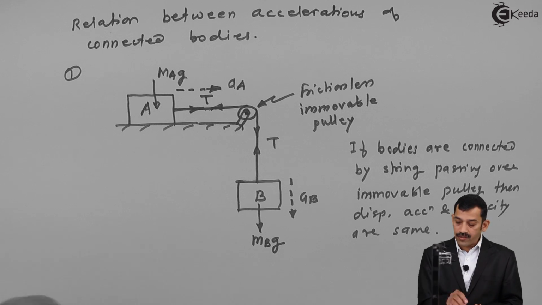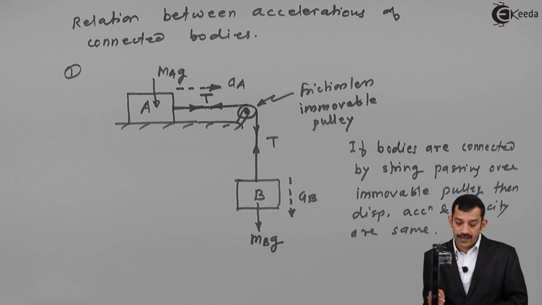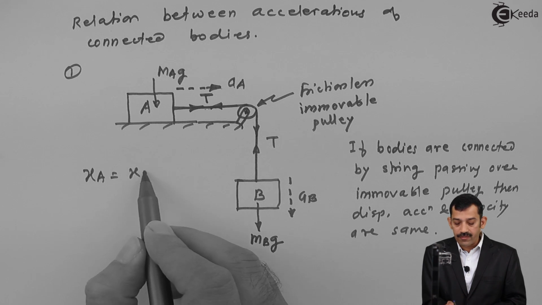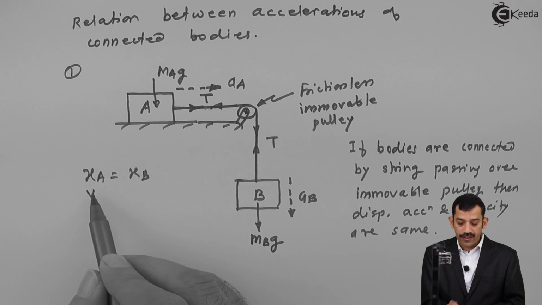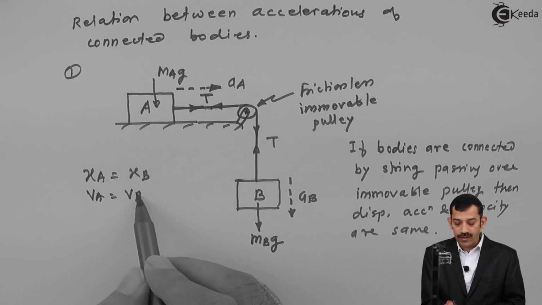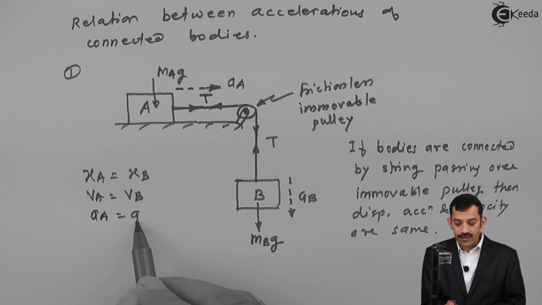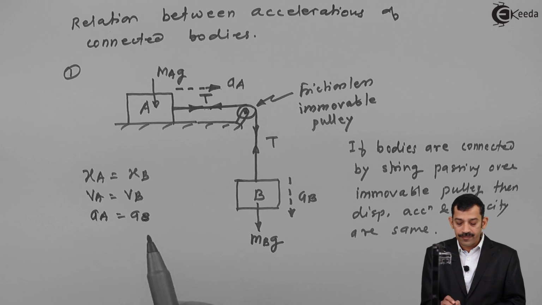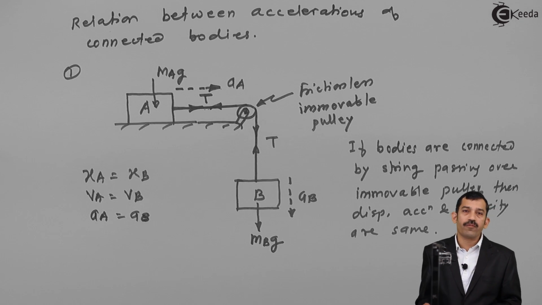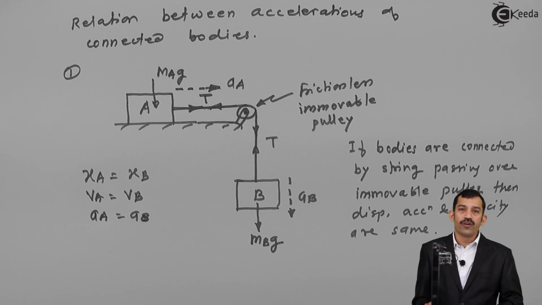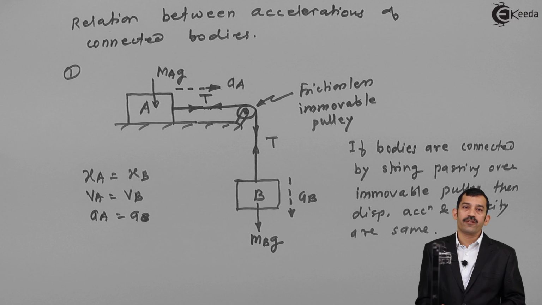That means for these blocks, can you write here like this? xA equal to xB, that means displacement same. Velocity of block A equal to velocity of block B, and acceleration of block A equal to acceleration of block B. That means whenever any number of bodies they are connected by cable or string passing over immovable pulleys, then their displacement, velocity and acceleration remain same. This one is a case 1, you can say, right?